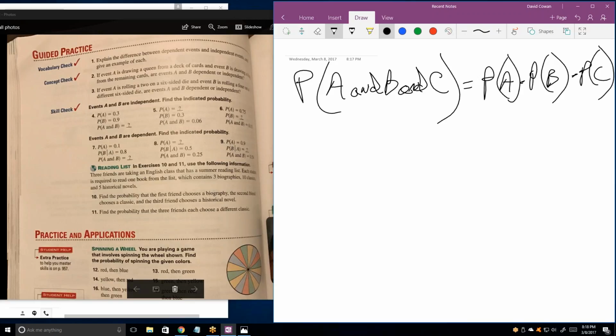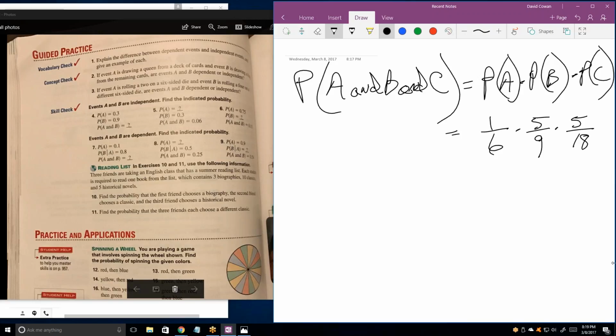These are not dependent. So what's my probability of A, which I'm going to call the first friend chooses a biography. How many biographies are there? And there's 18 total books? Yeah, so 3 over 18, well, 1/6. What's the probability of the second choosing a classic? That would be 10 out of 18, which is the same as 5/9. And then the probability of the third friend choosing a historical novel: 5 out of 18. I can't simplify that.